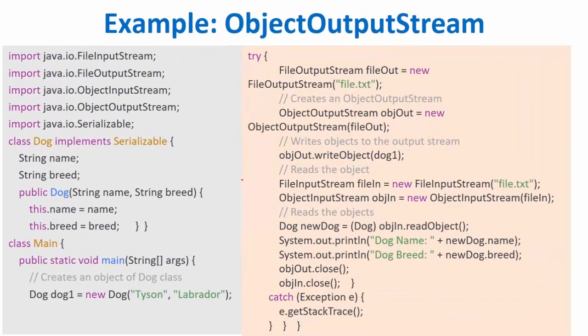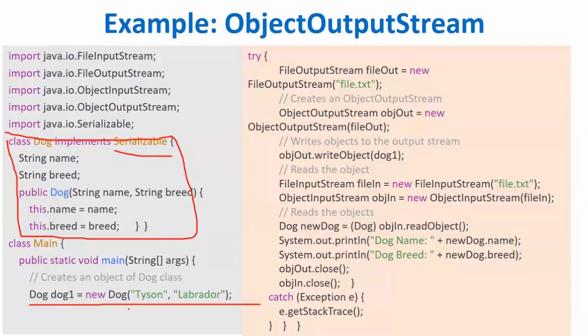This is one simple example here. We have the Dog class. The only new thing you see in it is implements Serializable. No extra code is required at this stage. Now we create an object, dog1. Then we need to store it to a file. Please look at this now.